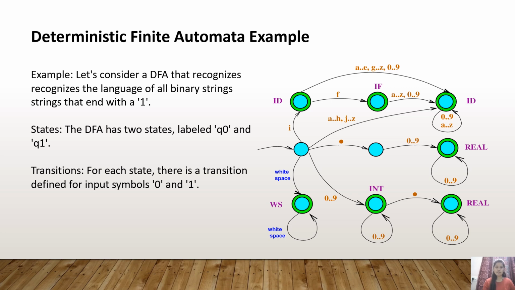Next, deterministic finite automata example. We'll discuss an example. Let's consider the DFA that recognizes the language of all binary strings that end with 1. States: the DFA has two states labeled Q0 and Q1. Transition: for each state, there is a transition defined for input symbols 0 and 1.